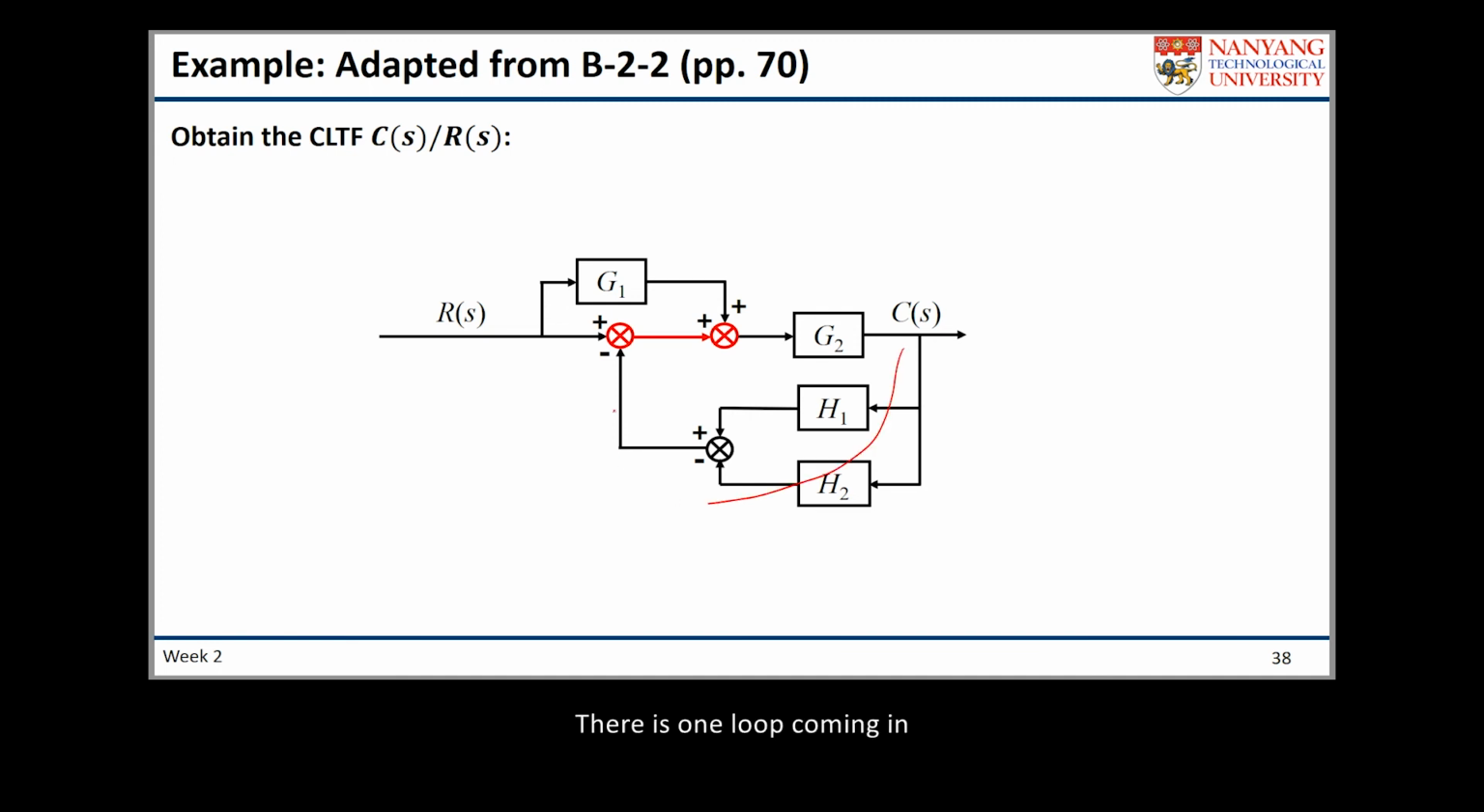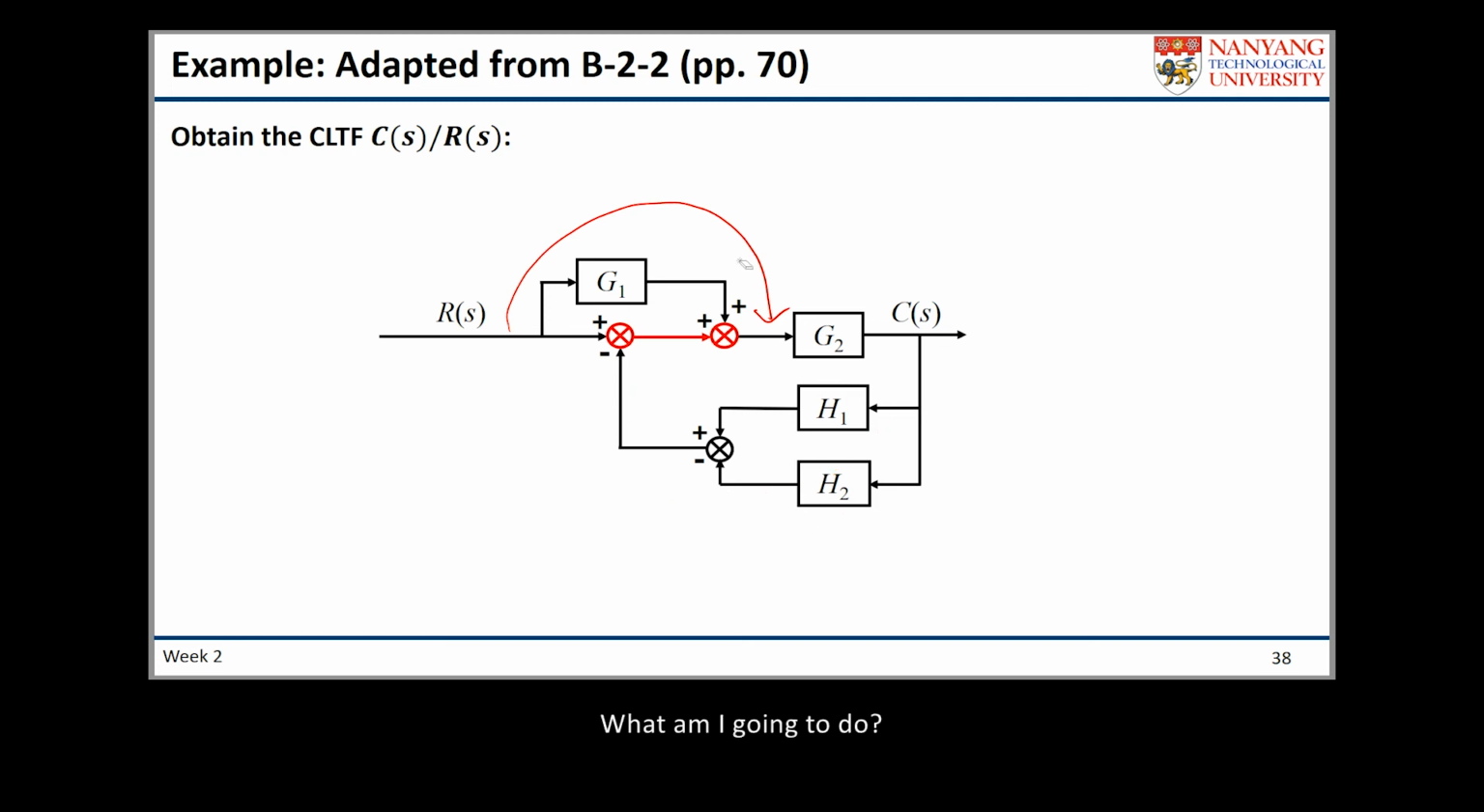There is one loop coming in, but then there is also another loop coming inside the first loop. So we don't like it. This causes a tangle in our block diagram here. So if I can untangle this, I should have a simpler block diagram.